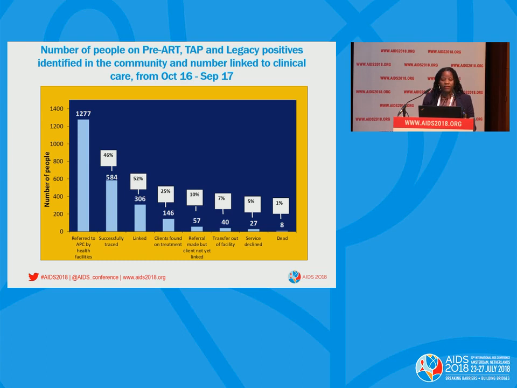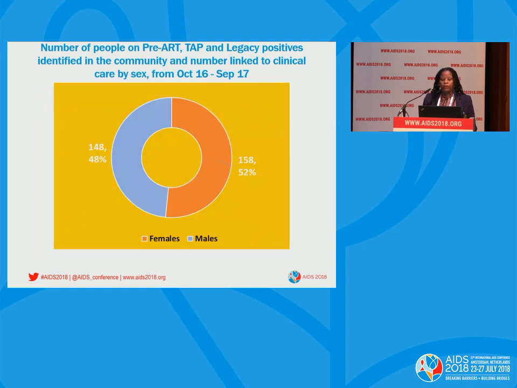although they were listed amongst those that are not yet on treatment. Some of them had transferred out of the facility. They were transferred by the same facility. It's interesting to also note that some of the clients would decline the service of community health workers. Of those that were not yet on treatment that we traced, 52% were females and 48% males.